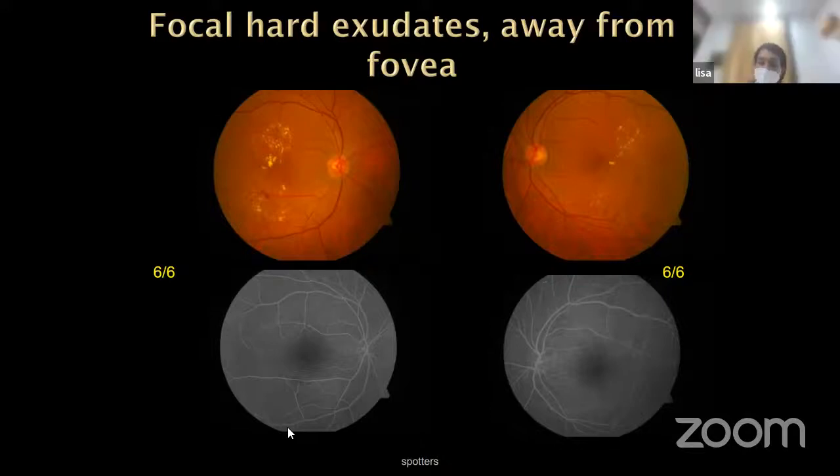1 disc area in size. There's a lot of difference between 1 disc area. What is the difference between 1 disc area and 1 disc diameter? Is there any difference between the two? If I say 1 disc diameter, if I say 1 disc area, is there a difference?